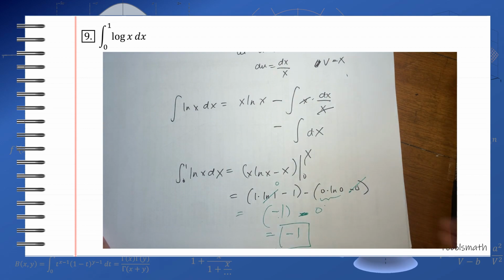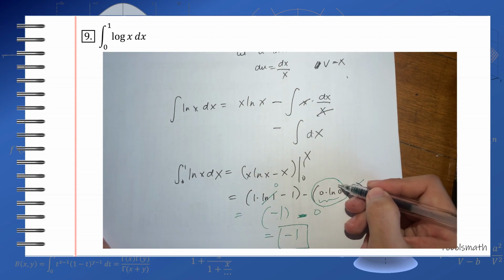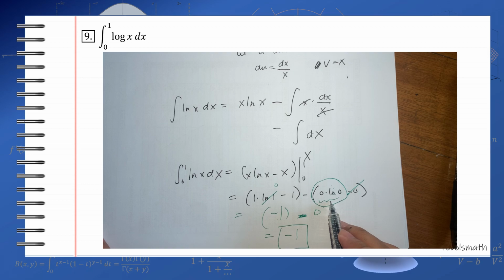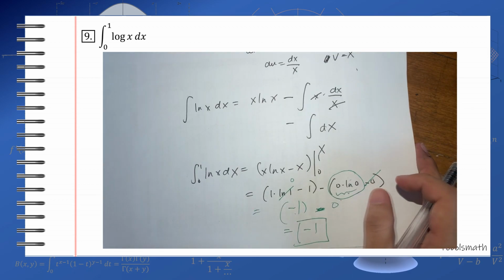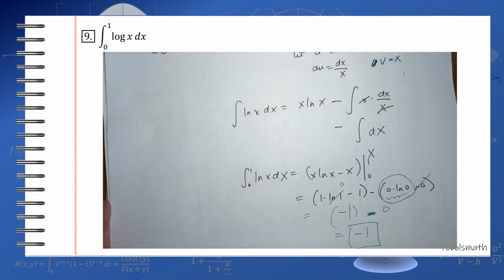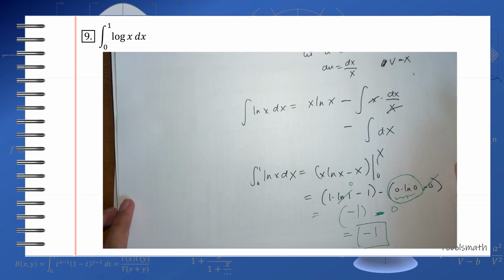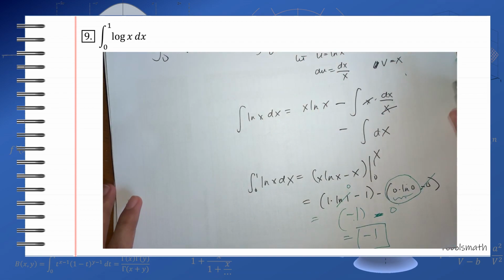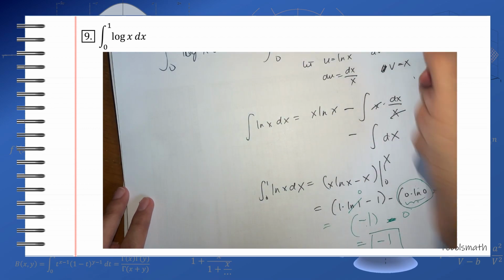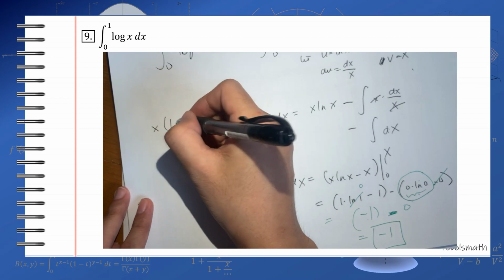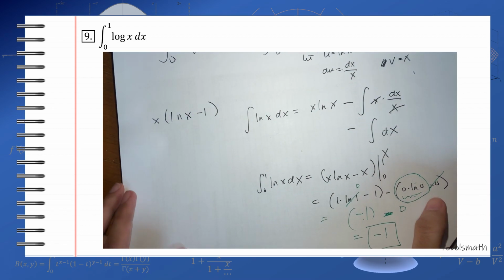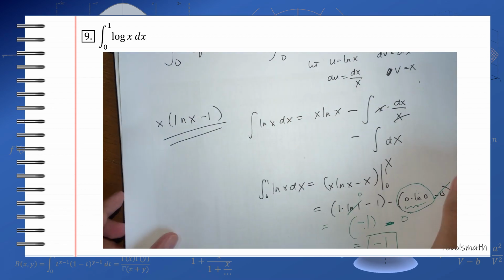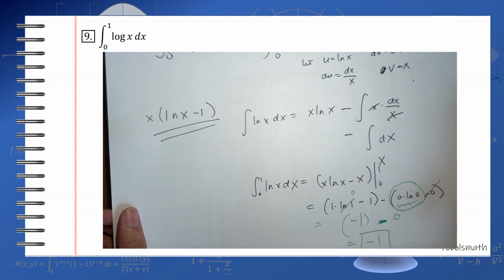If you have troubles evaluating this using L'Hopital's rule, let me know in the comments. I can solve it for you, of course. Also, just a minor tip, or maybe a major tip, if you are integrating ln x, the result is always x times ln x minus 1. That's a shortcut. It's quite helpful if you memorize that.